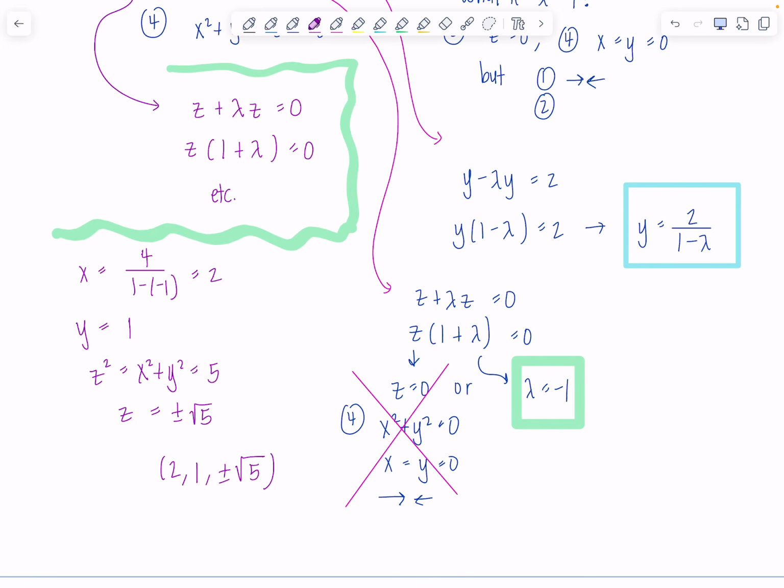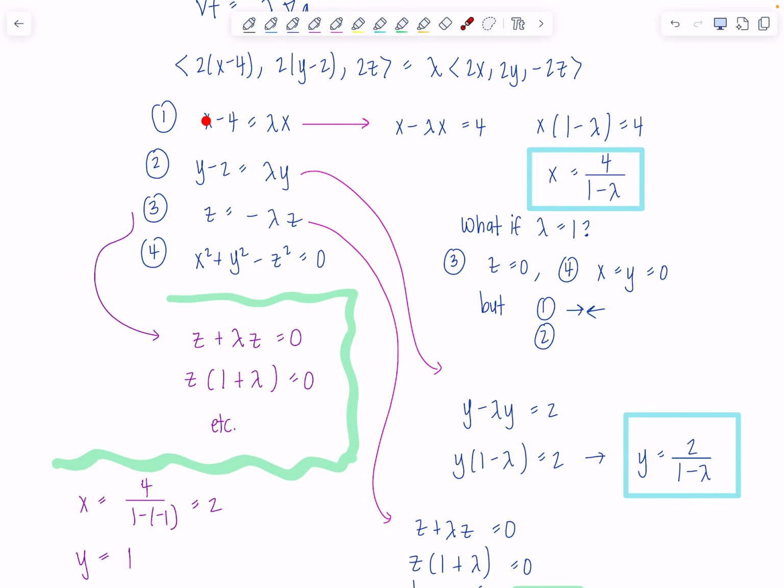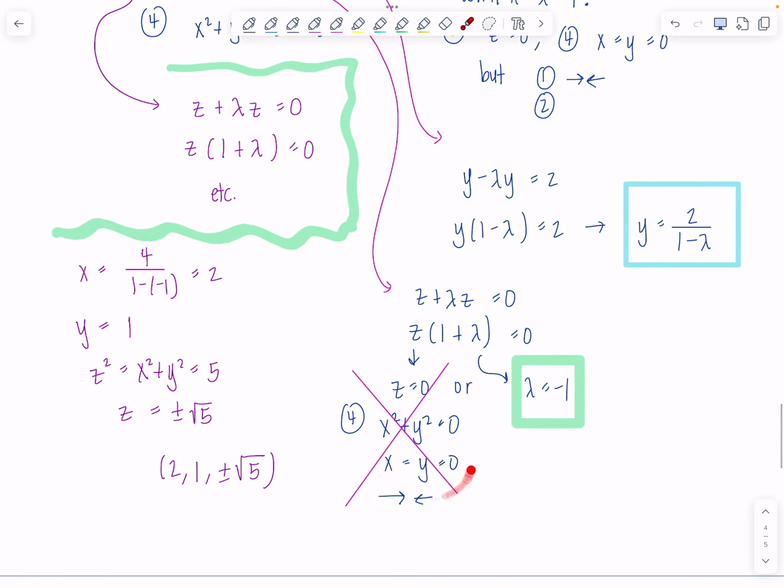One moment, please. Why is that a contradiction again? Which one? Where you crossed out with the x. Oh, because look at these equations here. If x was 0, then you're saying 0 minus 4 equals 0. Does negative 4 equal 0? No. So these are contradictions from 1 and 2.